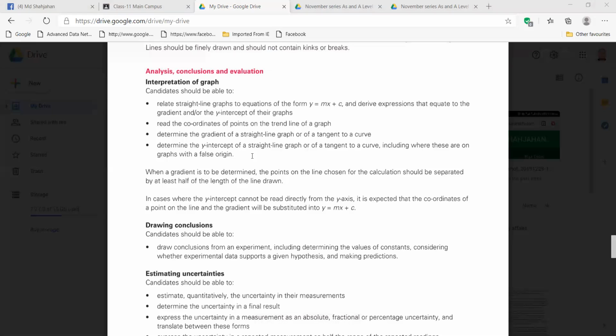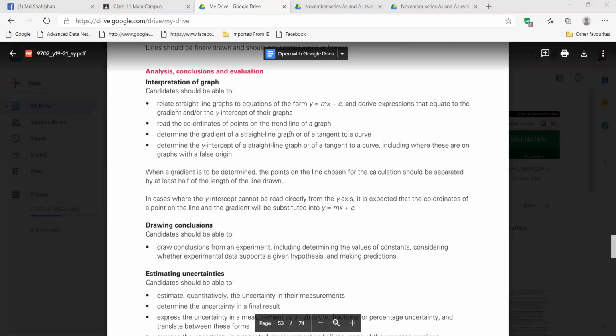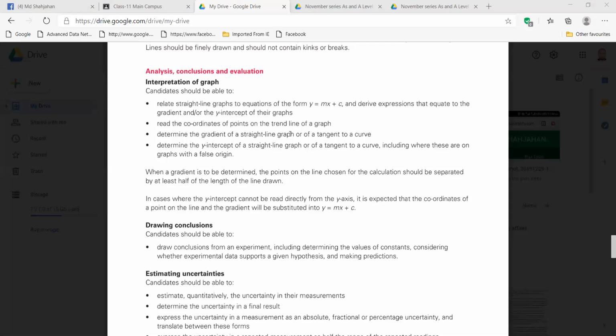So this one, I have to include one thing about the calculation of gradient. Though it's not mentioned here, it's also one of the criteria in the mark scheme. It's available. You will see that over there. When you are calculating the gradient, you must take more than half of the straight line range. Okay, you have to choose 2 points on the line, not outside of the line.